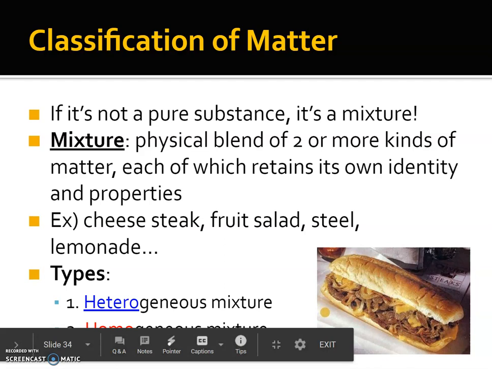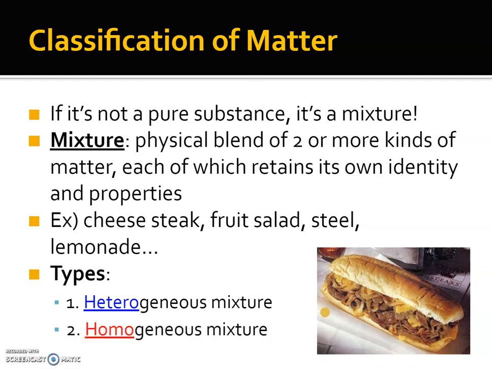Okay, if it's not a pure substance, if it's not an element, it's not a compound, it's going to be a mixture. And that means that you are going to take two or more substances and put them together. That substance will have its own identity and its own properties and will differ depending on whether it is homogeneous or heterogeneous. Okay, so we're from Philly, so cheesesteaks, it's a way of life here. Fruit salad, the composition of steel, whether it be surgical or stainless, magnetic or not magnetic, the different types of lemonade, those are all different types of mixtures.